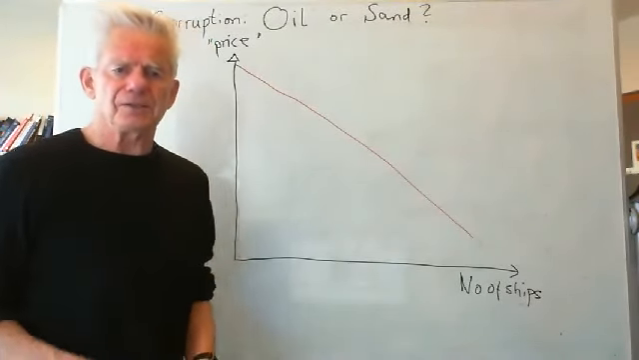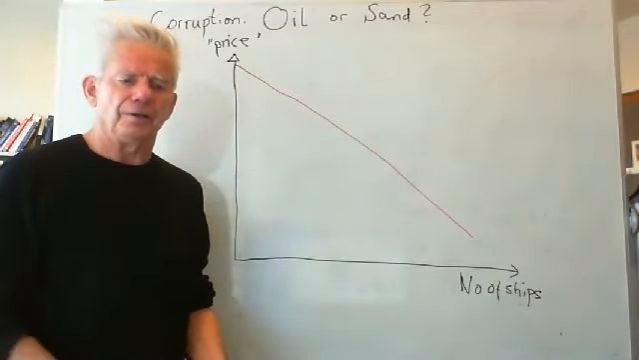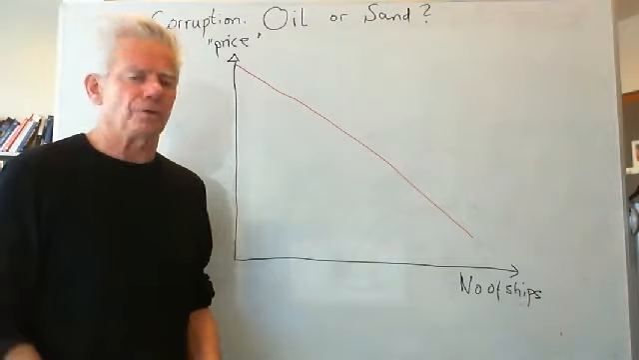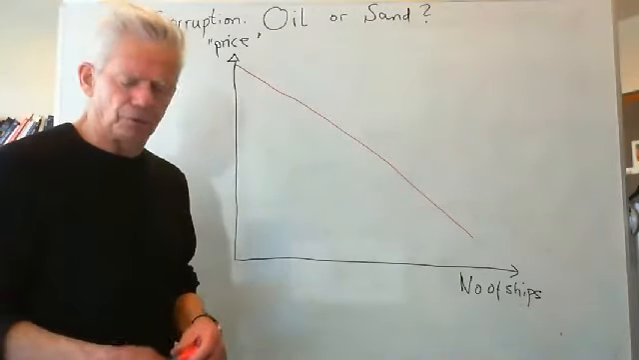So this is the situation. This red curve is given by the ship owners' behavior. The lower the price, the higher the number of ships that will come to your port.